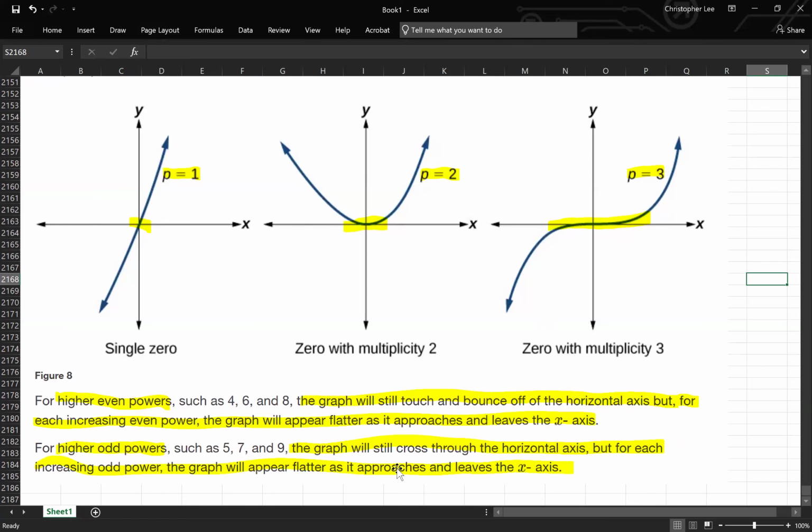For higher even powers such as 4, 6, 8, the graph will still touch and bounce off the horizontal axis, but for each increasing even power, the graph will appear flatter as it approaches and leaves the x-axis. For higher odd powers, such as 5, 7, 9, the graph will still cross the horizontal axis, but with each increasing odd power, the graph will appear flatter as it approaches and leaves the x-axis. This is the sauce right here.